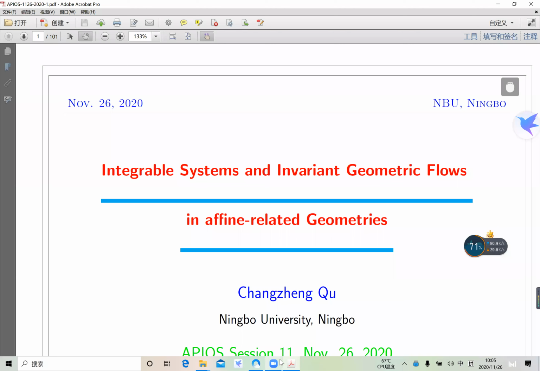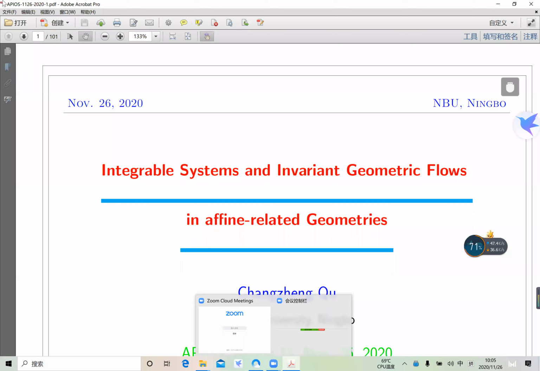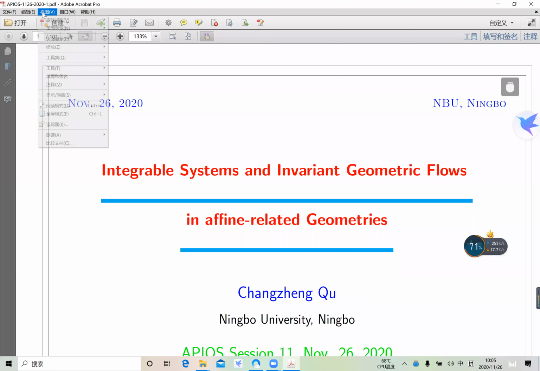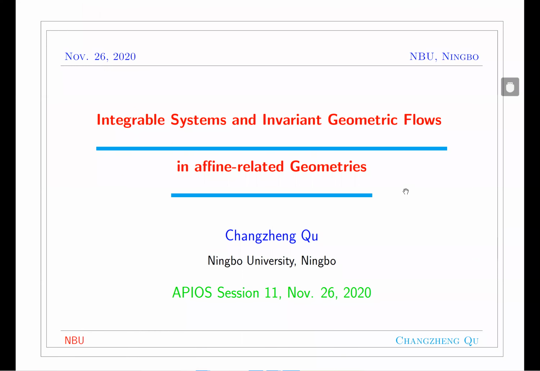Without too much ado, I will introduce Professor Changzheng Chu, who is going to talk about integrable systems and invariant geometric flows in affine-related geometries. Professor Chu, please go ahead. Okay, thank you for your introduction. So first of all, thanks to the organizers, Nalini and Georgie, for the organization.